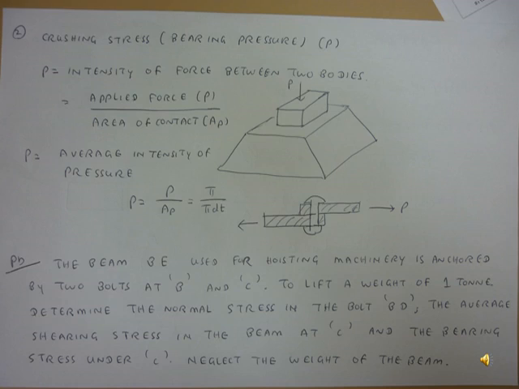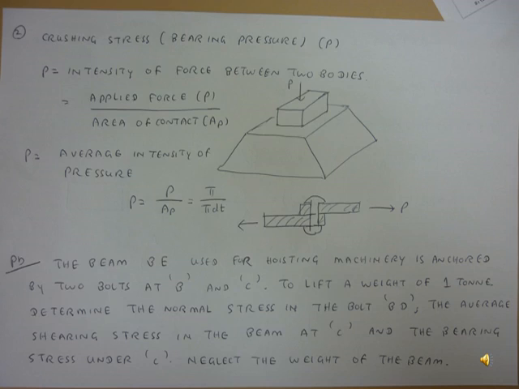The crushing stress or the bearing pressure: the definition is P equal to the intensity of force between the two bodies. Body A and body B are forcing each other. In this case, you can see a block lying on the trapezium shaped body. P will be the intensity of force, and this force is acting on the other body. So P can be calculated as the intensity of force divided by the area of contact.